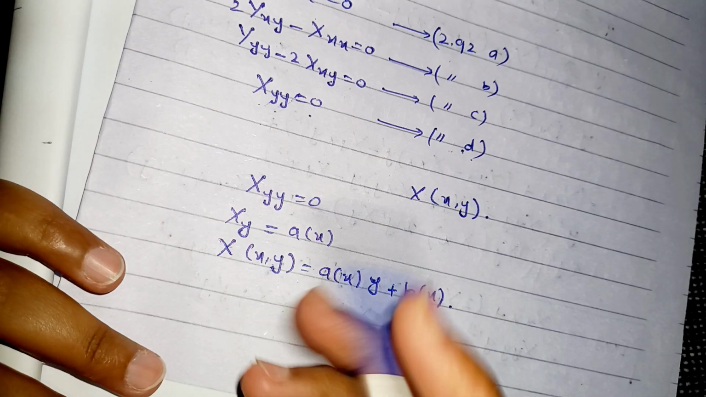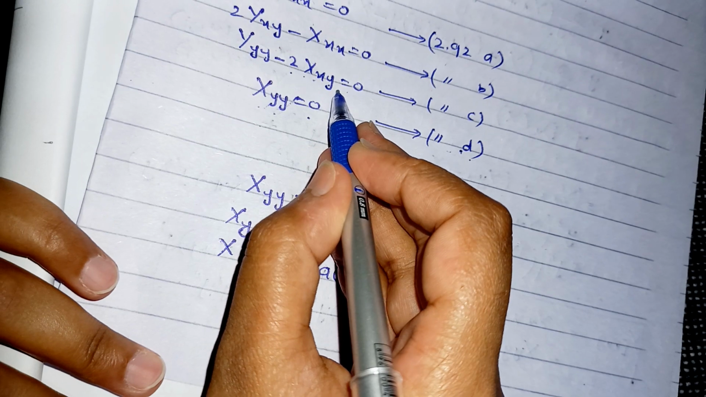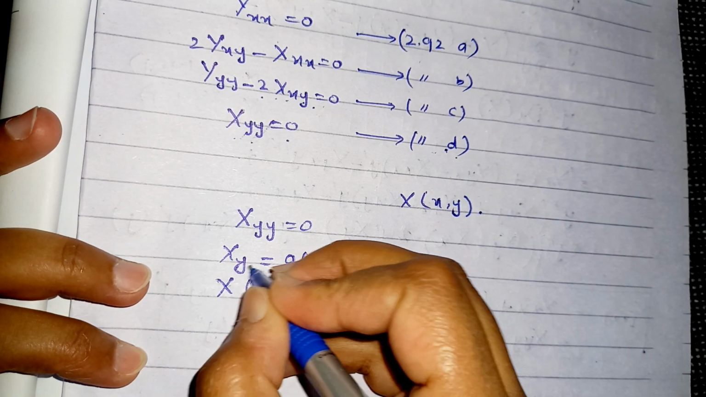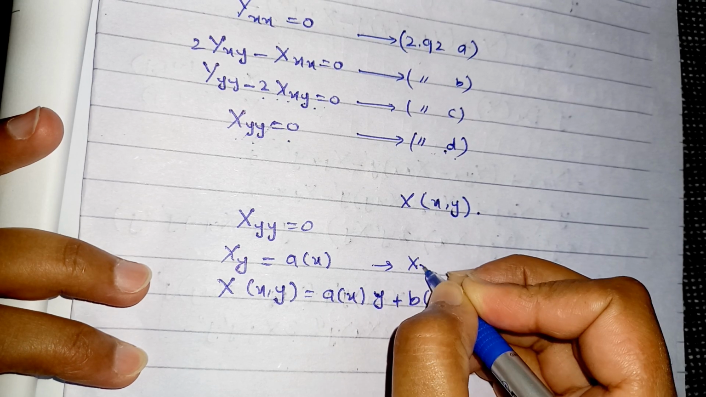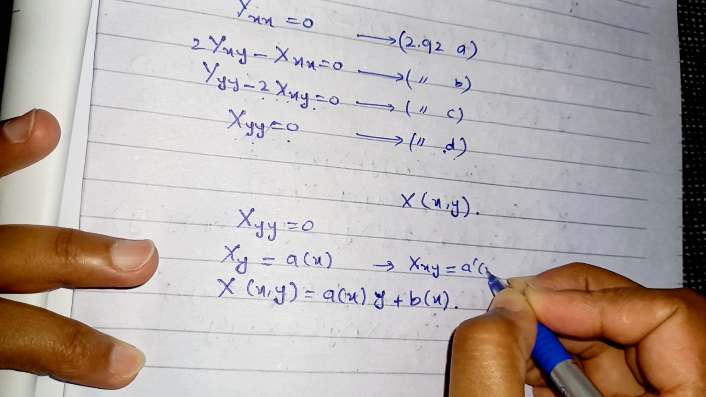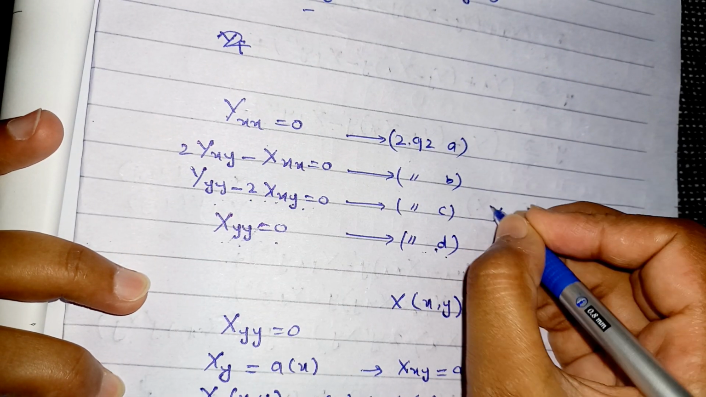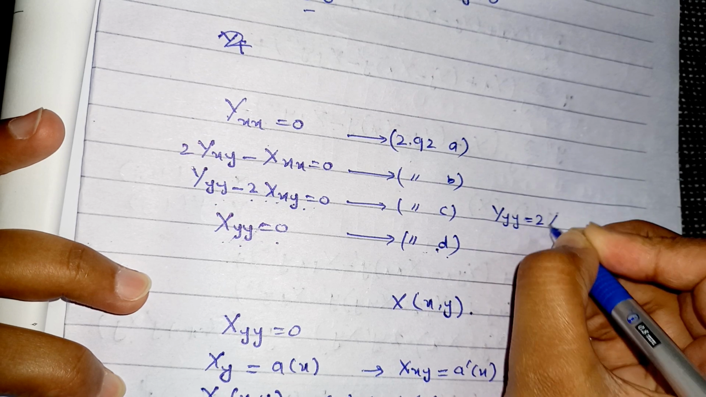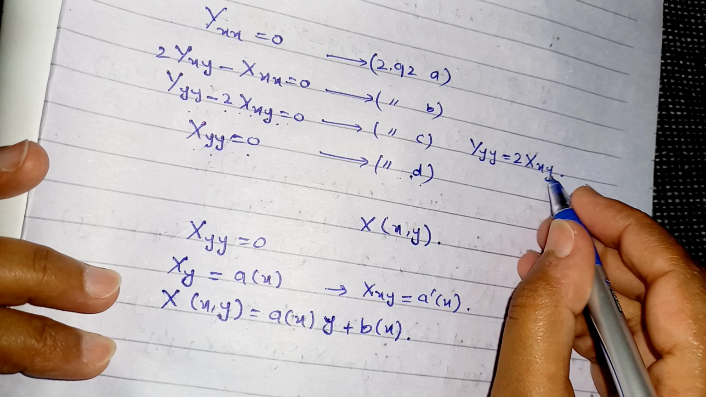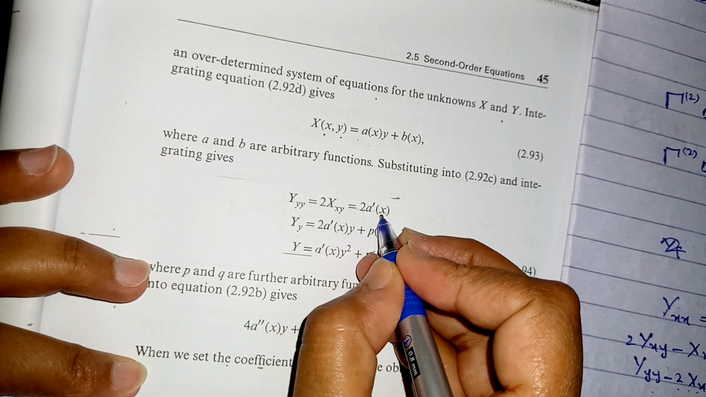Now students, if you want to find the value of x of xy, then what will you get? Actually this is the value of x of y, and if you take its derivative with respect to x, then you will get a prime of x. You can also write it as y of yy is equal to 2x of xy. So if you substitute the value of x of xy, that is a prime of x, then you write here 2a prime of x.